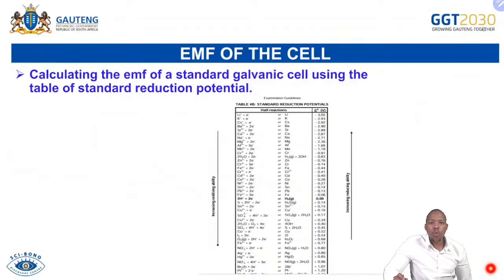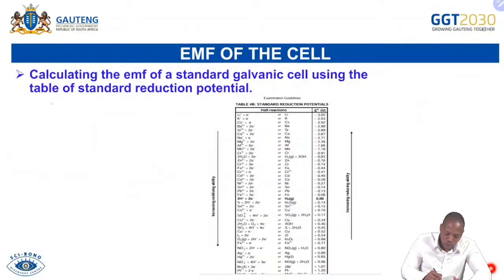Now let's look into calculating the EMF of a standard galvanic cell using the standard reduction table. We're going to use the same cell that we've been using, the zinc copper cell. Another easy thing that we do is calculate the EMF using the standard reduction table. So how do we do that? A formula is needed. So just go for the formula. That will be my advice to you.